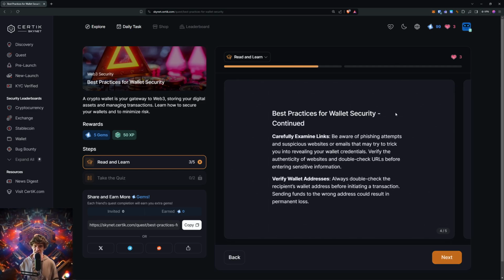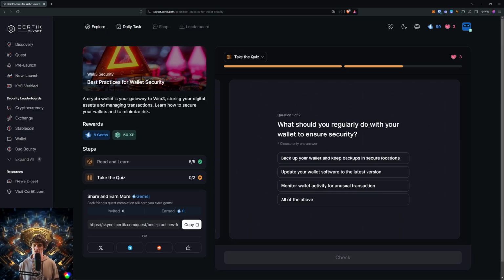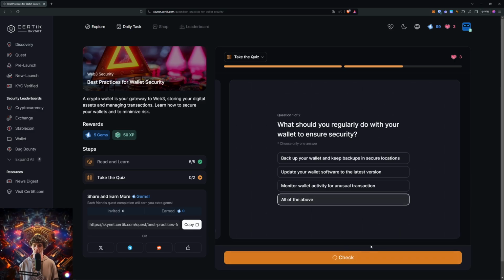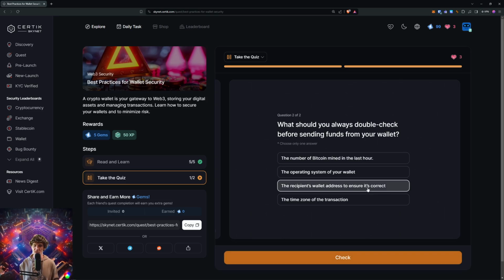Best practices for wallet security: carefully examine links, beware of phishing attempts, verify wallet addresses. And wallet permissions and access control: grant minimal permissions, revoke permissions, monitor wallet activity. So what should you regularly do? Monitor wallet activity, update, all of the above. What should you always double check before sending funds from your wallet? The recipient's wallet address to ensure it is correct.